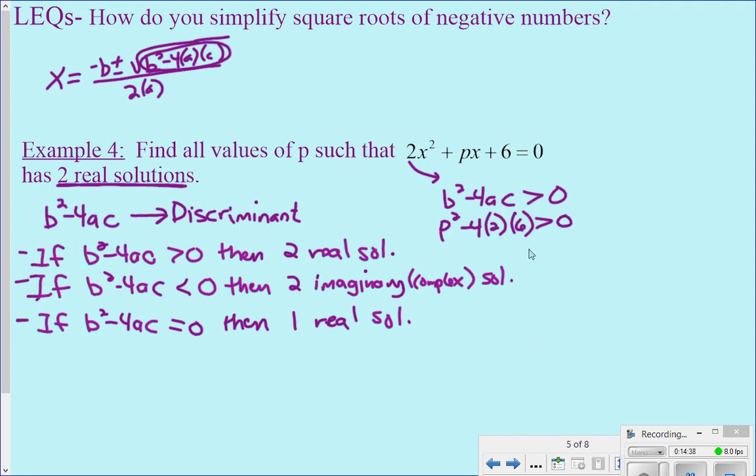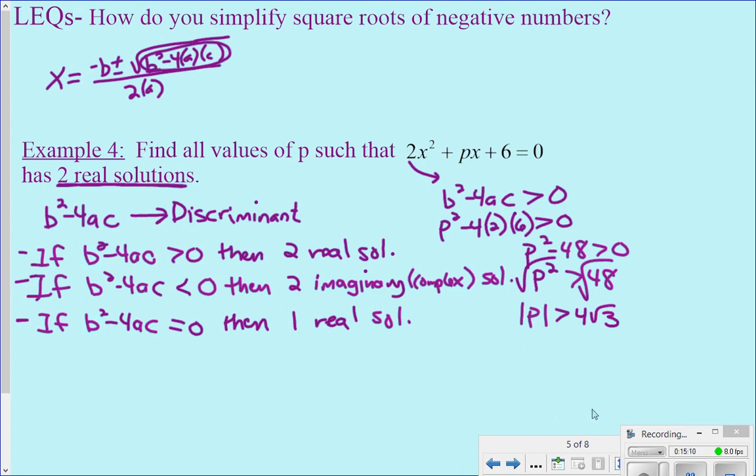So solving, simplifying, p squared, negative 4 times 2 is negative 8 times 6 is negative 48. That should be greater than 0. So p squared should be greater than 48, taking the square root of each side. The square root of p squared is the absolute value of p, and that's greater than, I'm going to go ahead and simplify, root 48. That's 4 root 3. And then remember, you can't just take off the absolute value and say it's greater than plus or minus 4 root 3. That would be incorrect.